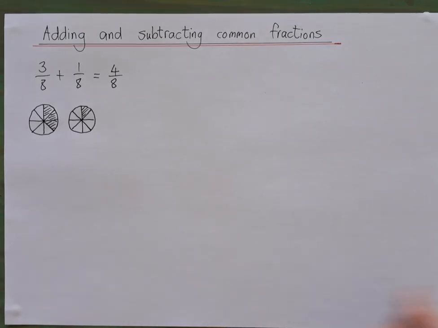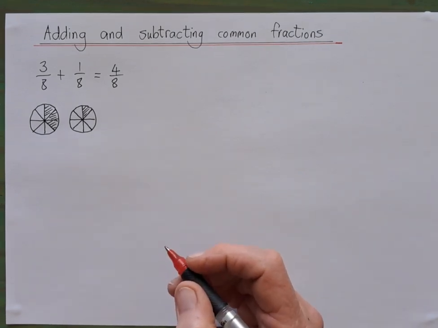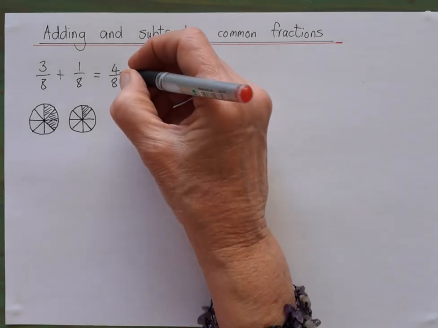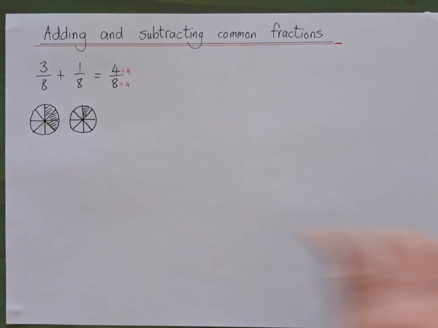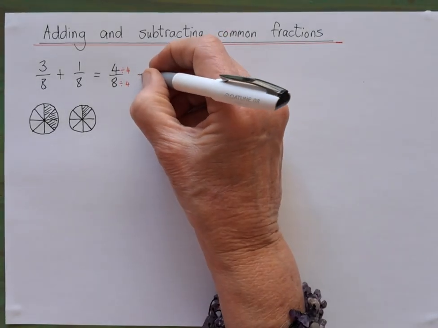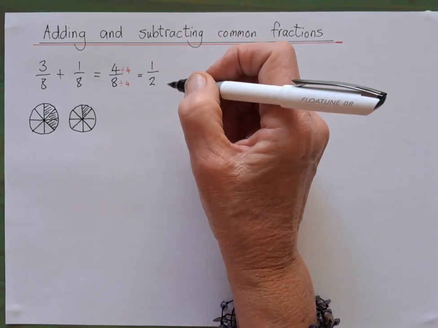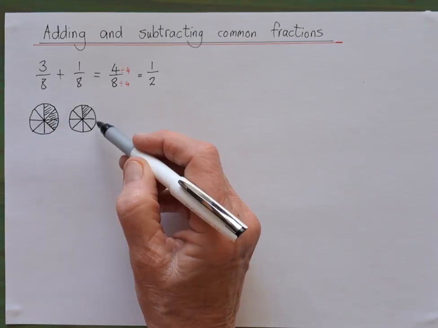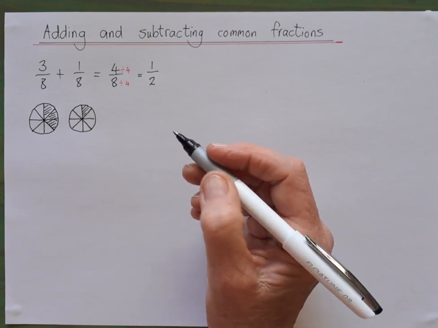So 4/8 is our answer, but if we think back to our previous video on equivalent fractions and simplifying fractions, we can give this fraction in a much simpler form. If we think of the HCF of 4 and 8, what is the biggest number that can divide into 4 and 8? If I divide the top by 4, I also have to divide the bottom by 4, so my final answer is 4 divided by 4 is 1, and 8 divided by 4 is 2. So in effect, even though I was presented with 2 pizzas and I ate a bit from the one and a bit from the other, in effect I ate half a pizza.